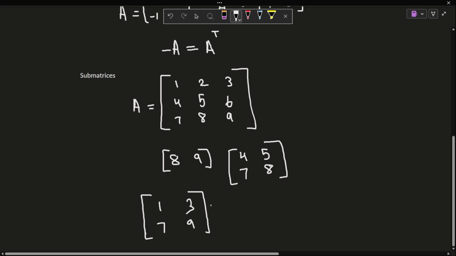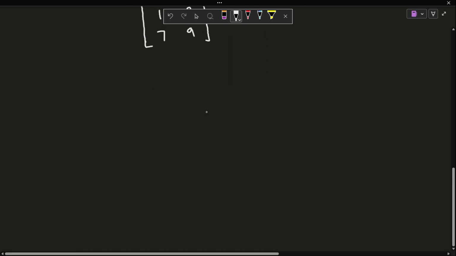And one thing that's also very important to note is that A is a submatrix of itself. So if I were to rewrite this whole matrix, that would be a valid submatrix of this, because you can select all the rows and all the columns to keep for your submatrix definition.